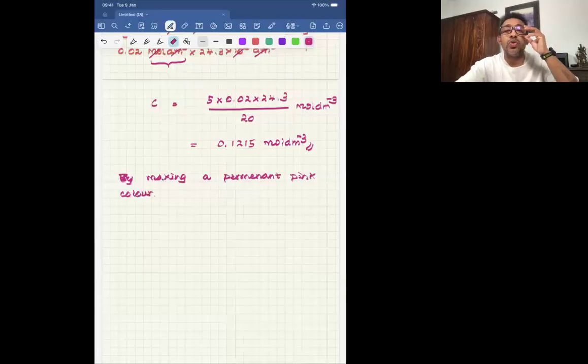So colorless to permanent pink color. Yes, colorless to permanent pink color. Is it clear? The solution turns colorless. No, it turns into a colorless solution. But at the end point, that colorless solution becomes permanent pink color. Did you understand that? Yeah.